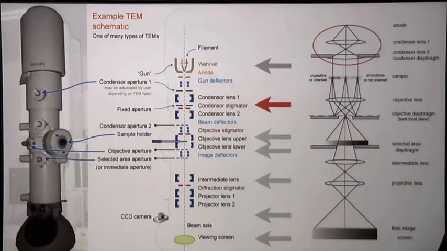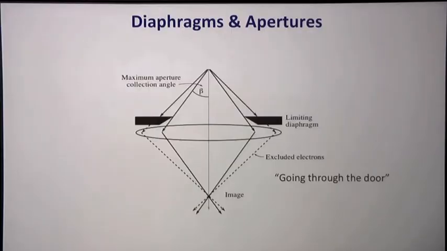Okay, so now we're ready to talk about these first lenses. This is the condenser lens. This is the thing that's supposed to take the beam and put it on the sample. One more thing we need to know about are apertures. An aperture is nothing but a hole that limits the number of electrons, or any particles, that go through a lens. So if we put an aperture in here, we've limited the number and angle of electrons that can go through.